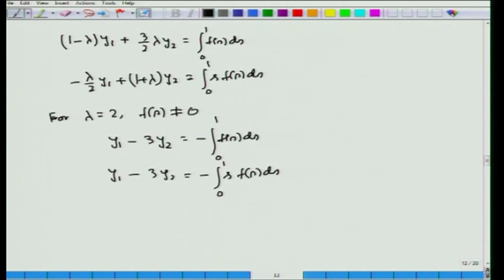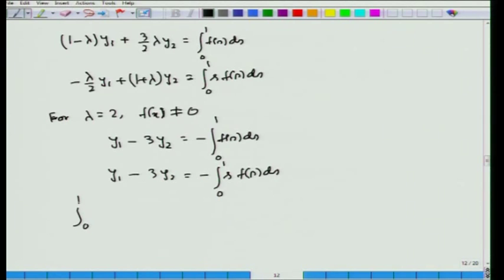So, these are the two expressions we will be getting when we substitute lambda equal to 2 and with the assumption that f(x) is not equal to 0. Now, the above two equations, that is y1 minus 3 y2 equal to minus integral 0 to 1 f(s) ds and y1 minus 3 y2 equal to minus integral 0 to 1 s f(s) ds, are incompatible unless integral 0 to 1 f(s) ds is equal to integral 0 to 1 s f(s) ds.